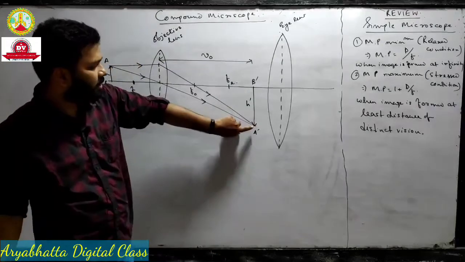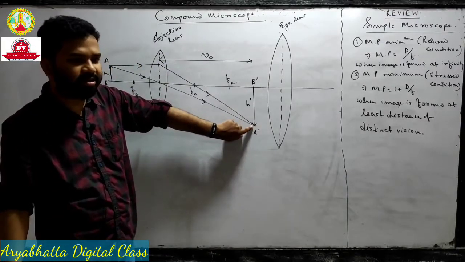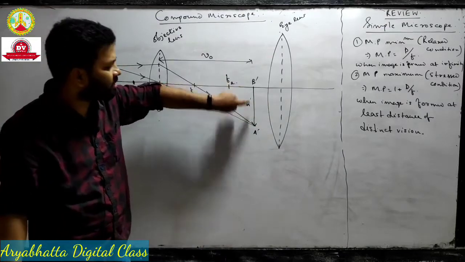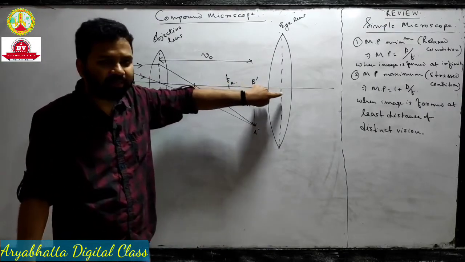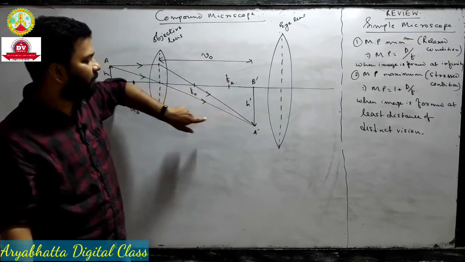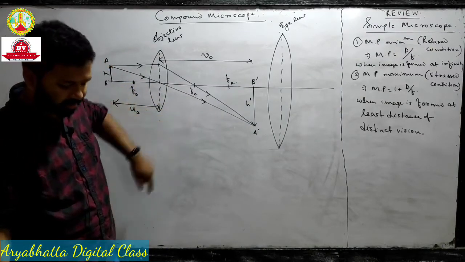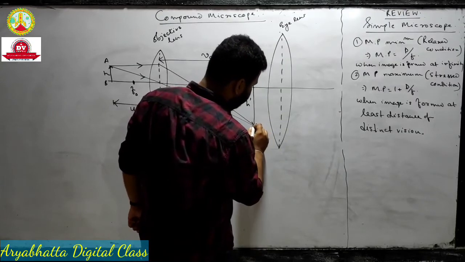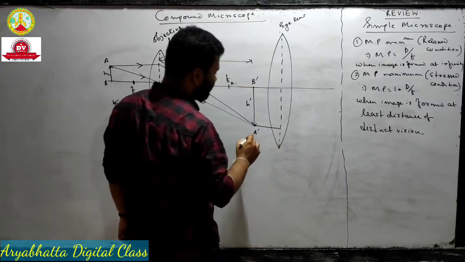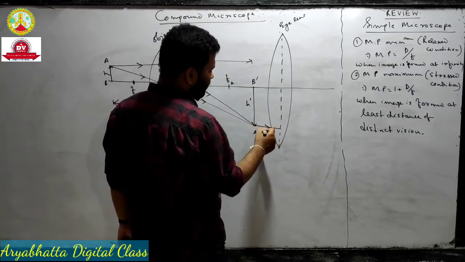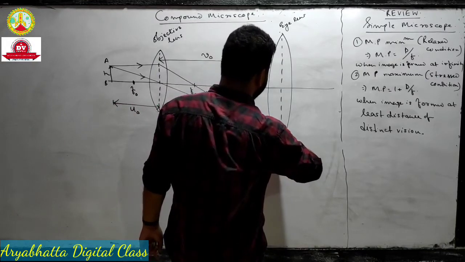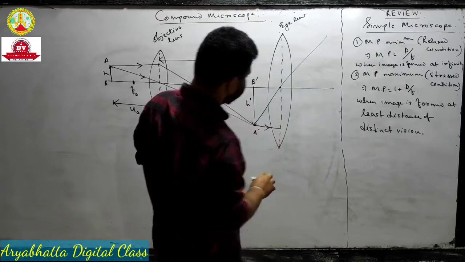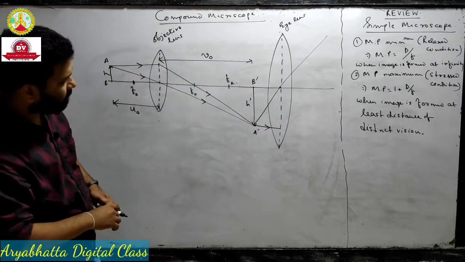Now this image is within the focal length of this lens. So if the object is placed within the focal length and optical center, then the image will be formed on this side, on the same side as the object. Let us draw it. This one will go like this from the object, and another one will travel like this through the optical center. Okay?